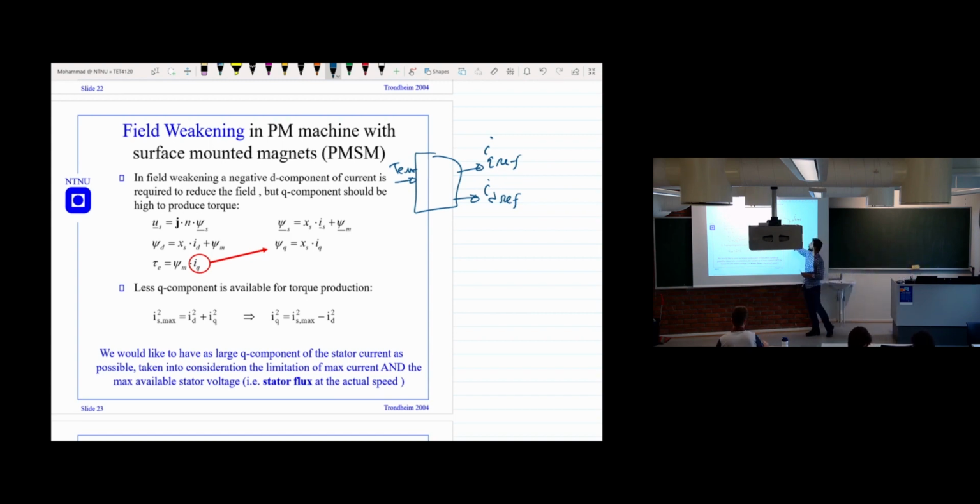So we know what will be the torque, and also we want the speed that we know. And then we need to calculate what will be the current. Let's say we also want the speed that we know.